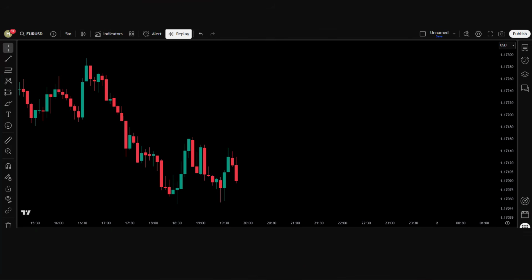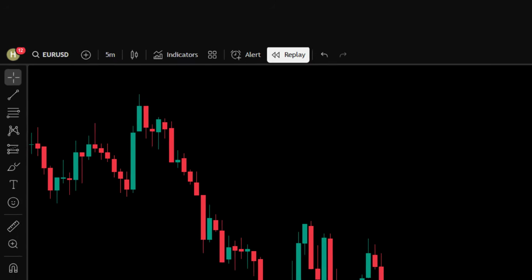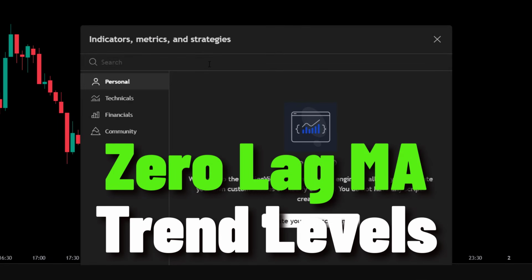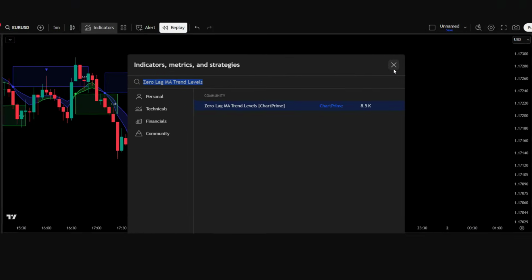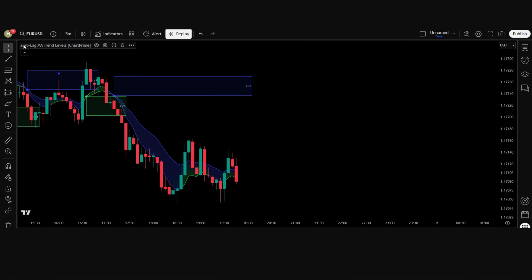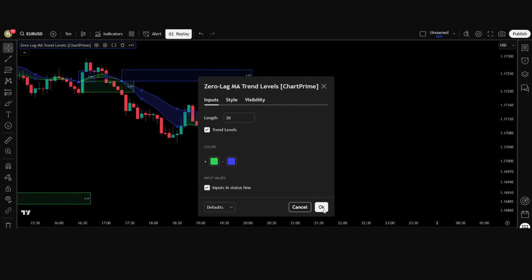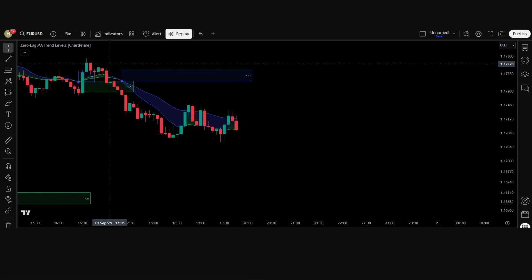So let's get started. Setting up the indicators. Open your chart. We're using EUR/USD 5-minute time frame. Go to Indicators. Search Zero Lag MA Trend Levels. Add it to the chart. Adjust the settings. Set length 15 to 26. Click OK. Now, let's add one more tool to make this strategy even more profitable.